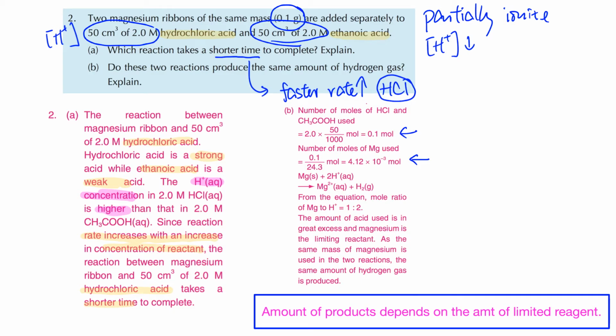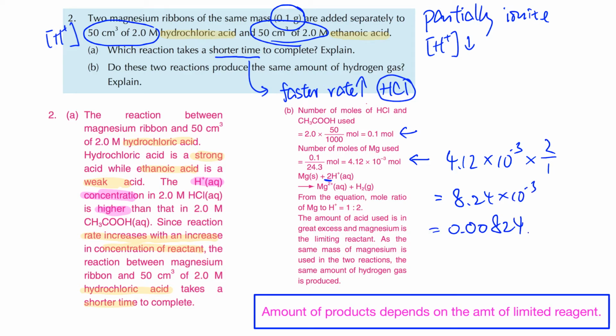If we do the maths, 1 Mg needs 2 H+ to react. So actually we need 4.12 times 10 to the negative 3 divided by 1 times 2. So we just need 8.24 times 10 to the negative 3. That means 0.00824. But what we have here is 0.1 mole already. So that means the Mg is the limiting reagent.